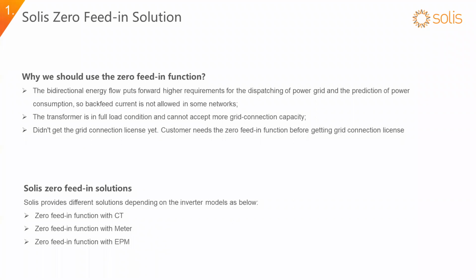Another reason is that if your local distribution transformer is in full load condition, the network will not allow you to connect more generators or more PV or wind generation into their system. In that case, you can also use this zero fading function. Another case is if you haven't got the grid connection license yet, you can start generation with this zero fading function as a transitional solution.